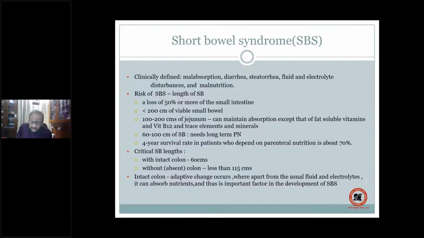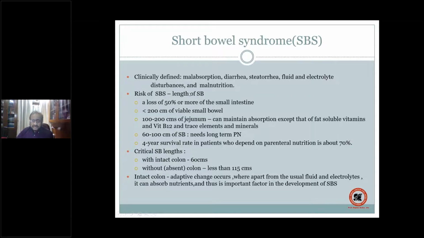Coming to short bowel syndrome, which we as surgeons are very much concerned about. Why? Because a number of our surgeries, or a number of presentations of small bowel to us surgeons, can ultimately lead the patient to land into short bowel syndrome. How do you define it? It's a malabsorptive condition presenting with diarrhea, steatorrhea, fluid electrolyte disturbances, and malnutrition.